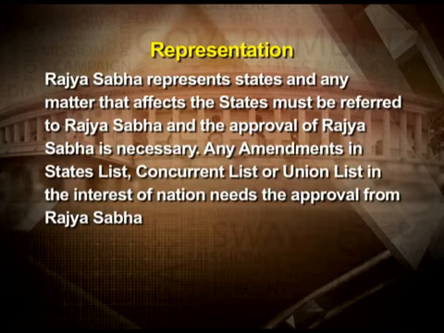Representation. Rajya Sabha represents states, and any matter that affects the states must be referred to Rajya Sabha, and the approval of Rajya Sabha is necessary. Any amendment in state list, concurrent list or union list in the interest of nation needs approval from Rajya Sabha.